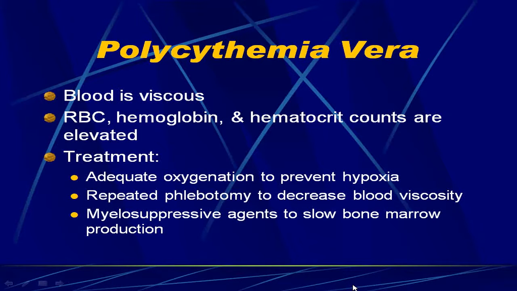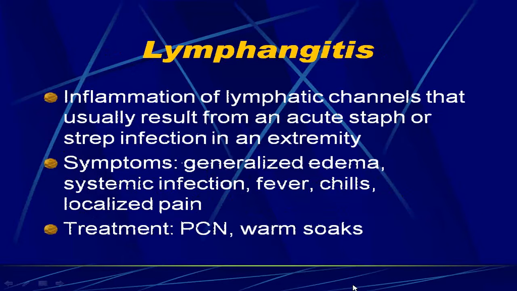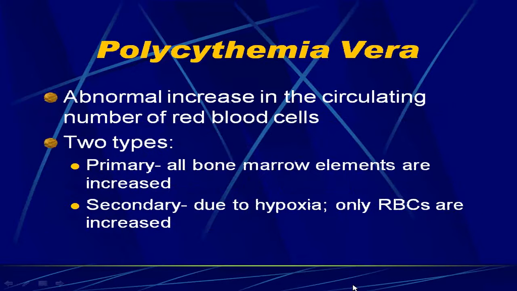The person may need repeated phlebotomy, and when we do phlebotomy, we're taking blood away from a person. This is to decrease the blood viscosity, and the person may need myelosuppressive agents. Myelosuppressive means that we're suppressing the bone marrow, and we're doing that to slow the bone marrow's production of the blood cells. Now, let's go back to the secondary causes again.